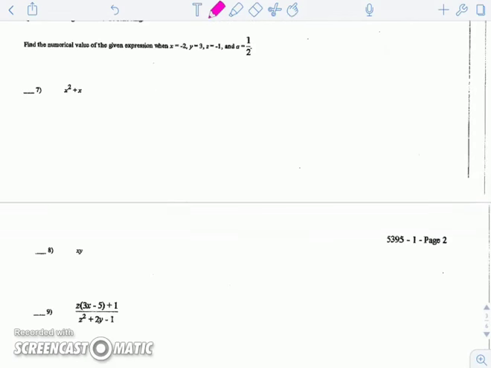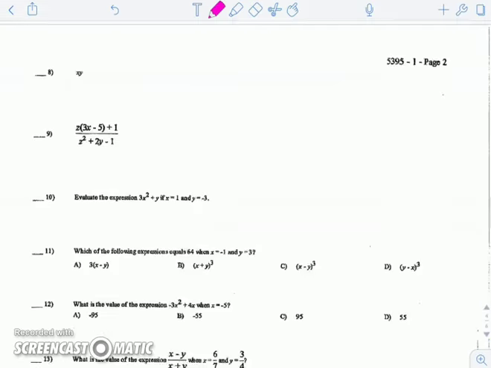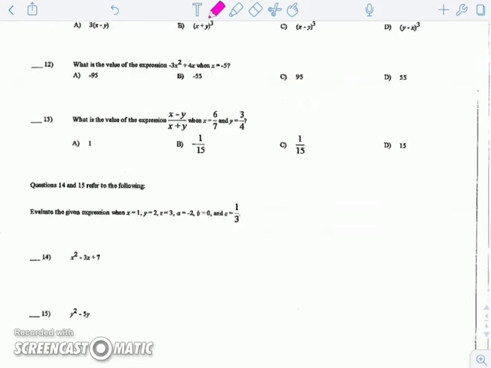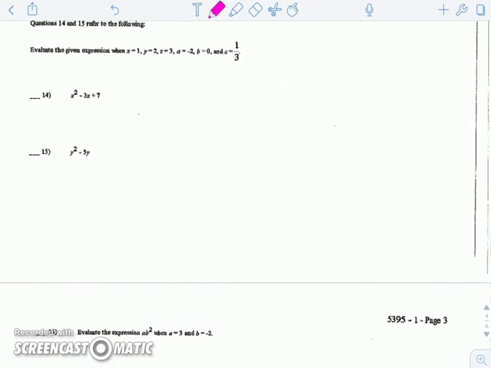We also notice down here there are some evaluating expressions, which is a review from the other day. You're going to work on this after you finish the video.